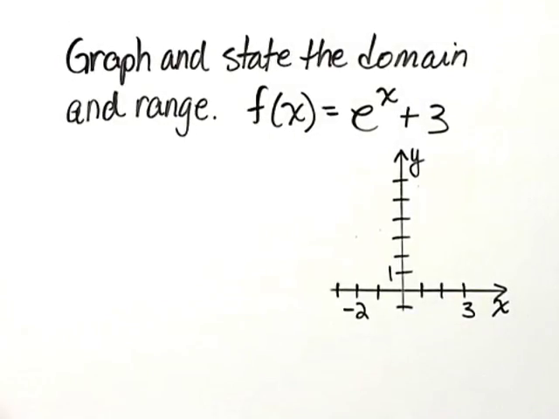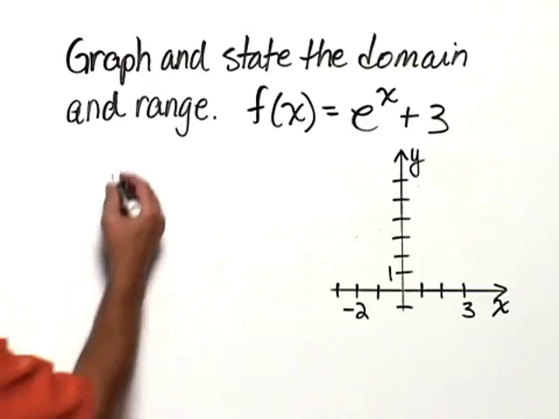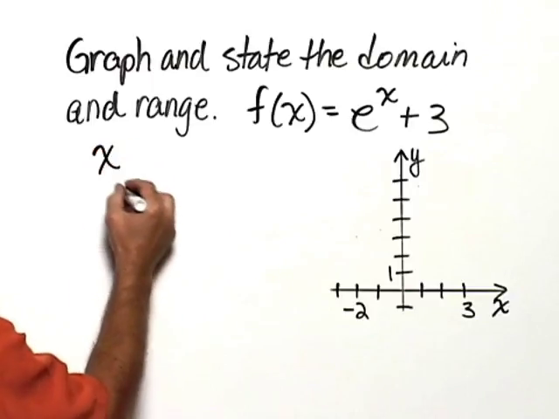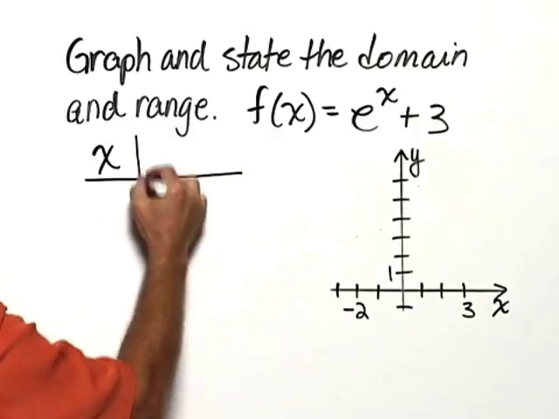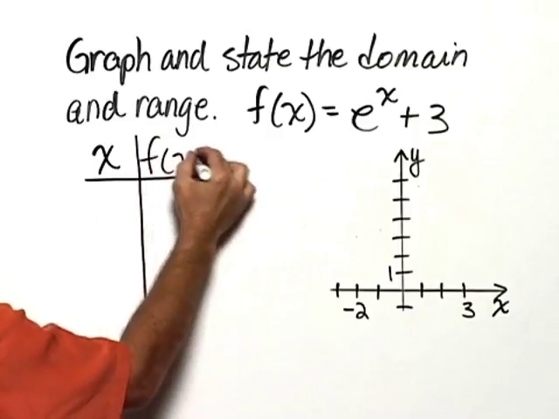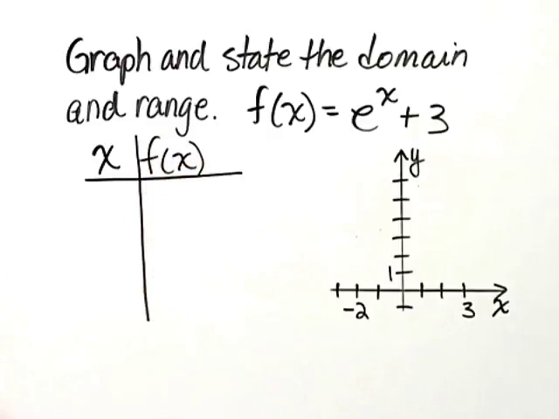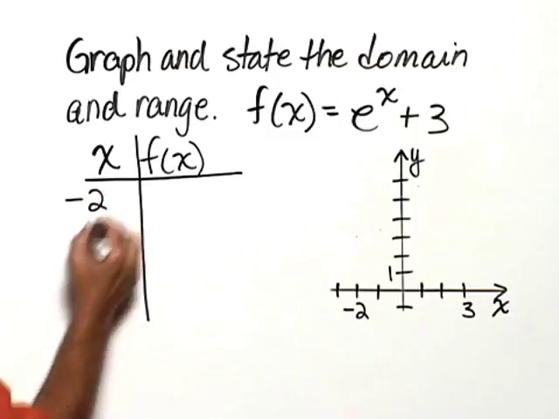Graph and state the domain and range. We have f of x is equal to e to the x plus 3. So what we'll do is select some x values and find the corresponding f of x values. So let's start with x is equal to negative 2.